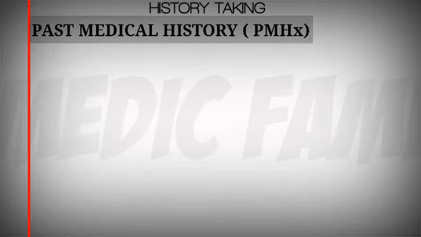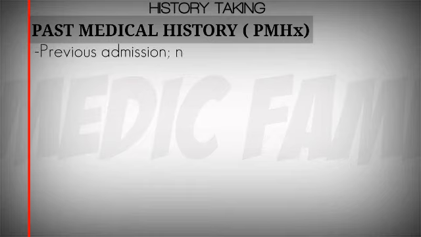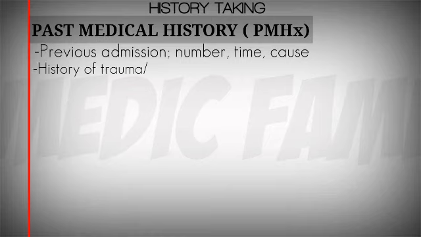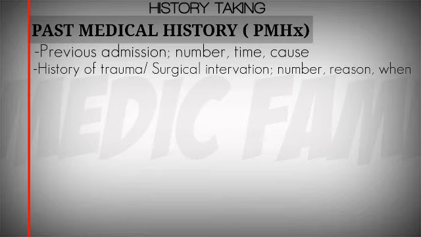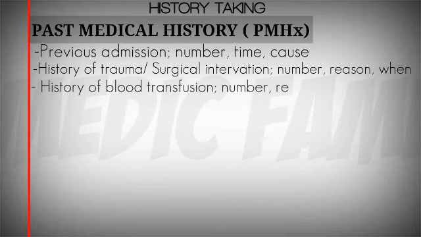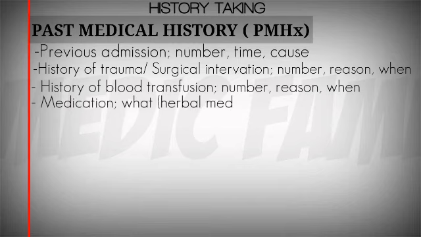On past medical history, common things to ask are previous admissions, the number of times, the cause, and also the time that the admission took place, history of trauma or surgical intervention, the number of times, reasons, and when, and also history of blood transfusion, the number of times, reasons, and when, and also if the patient is on medication, and the type of medication, the route, the duration, and the compliance.